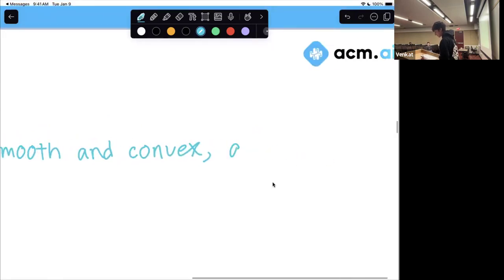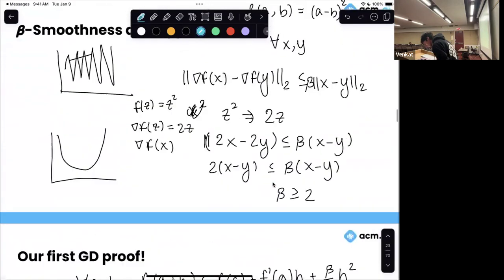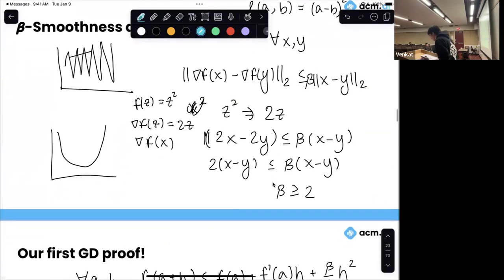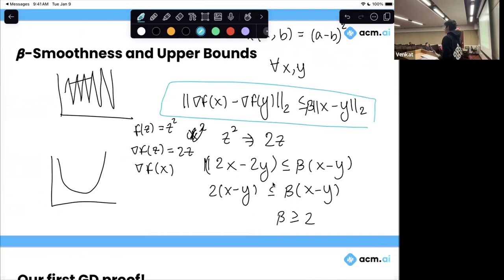Aren't convex functions beta smooth by default? Not necessarily. What is beta smooth again? Long ago. Beta smoothness is, wow, my notes are really messy, guys. I'm so sorry. It's basically smooth. You're saying that your gradient is changing with respect to the Euclidean difference between your points, not the valuation of the function, but just x and y.